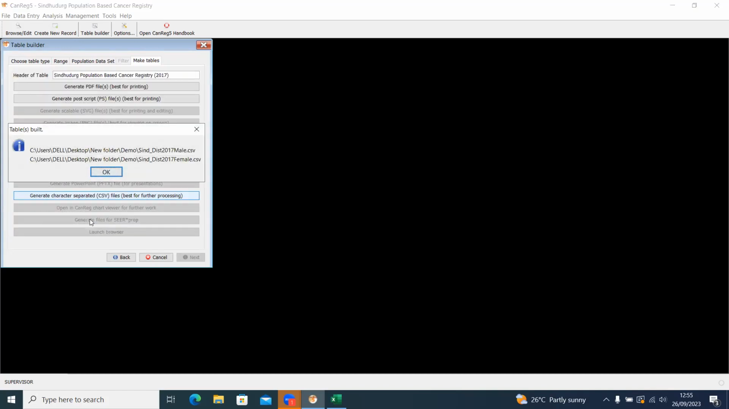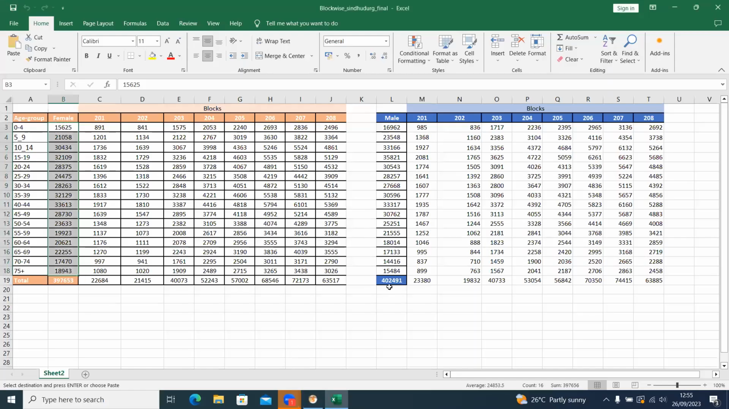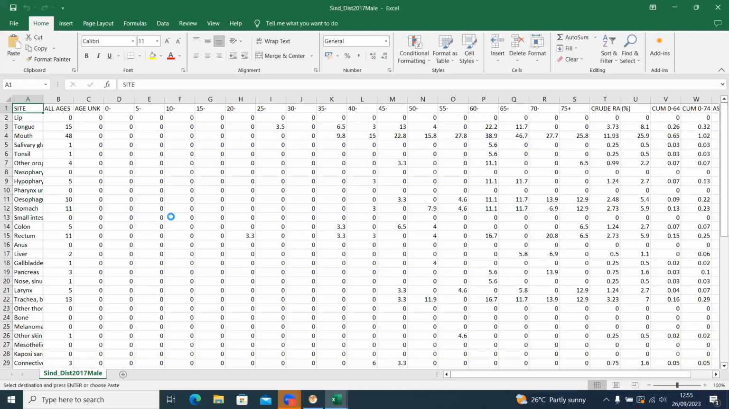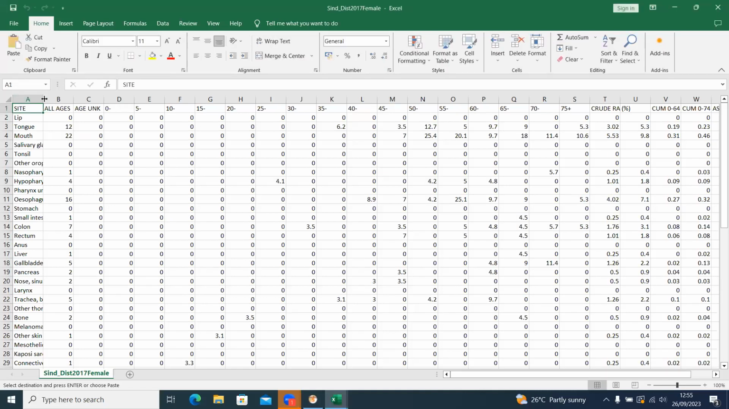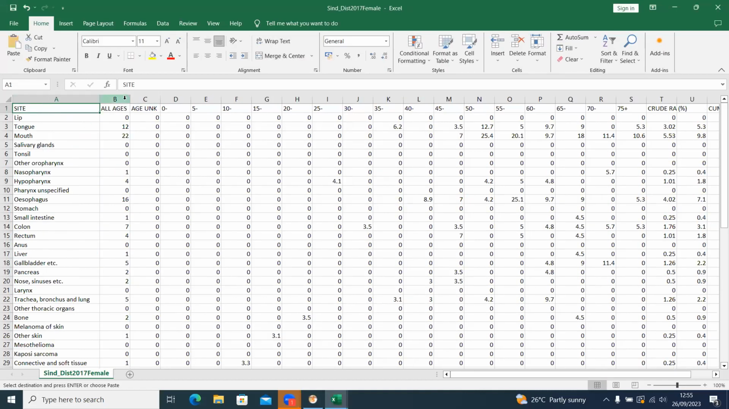I'm giving a particular name, and you can see there are two files which are generated, one for calculation of male incidence and second for female incidence. Okay, so the very first column is the site. Second is a total of all the cases which are there for that particular site.